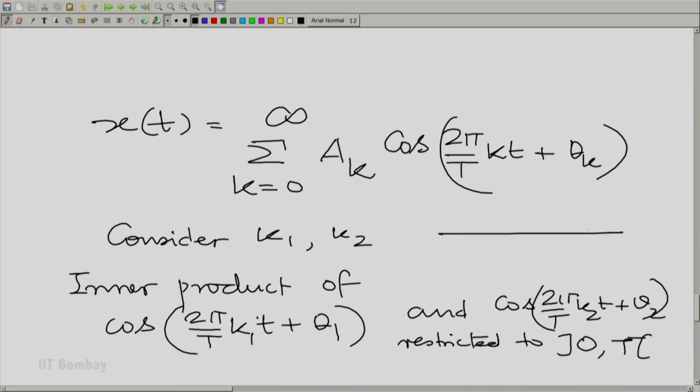That means essentially t going from 0 to t, only this interval. Now, remember I am restricting the interval, because if I do not restrict the interval, the dot product would diverge. If I have two infinite length signals, the inner product may not converge; it may be a divergent integral, the integral may go to infinity. So, it does not make any sense.